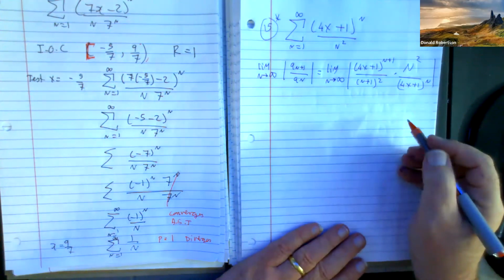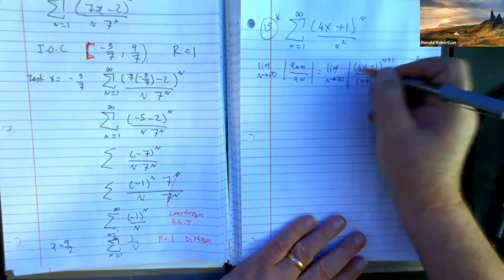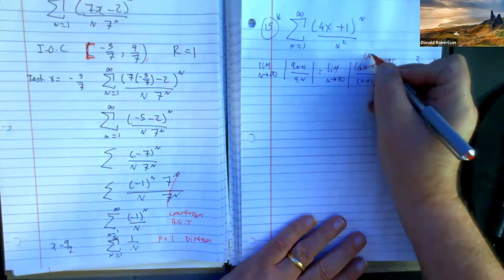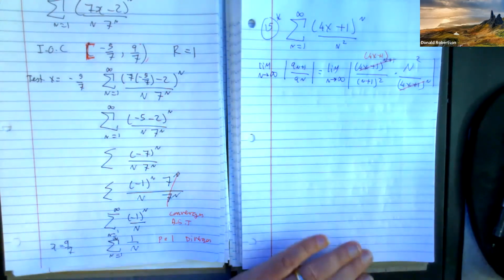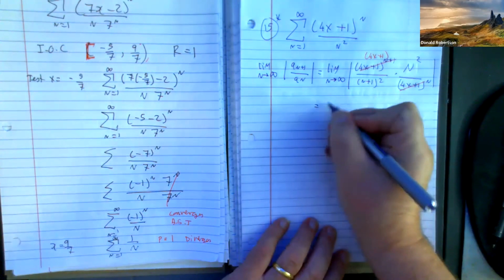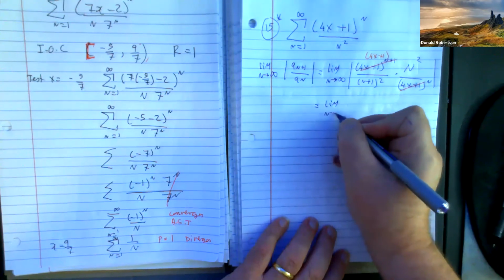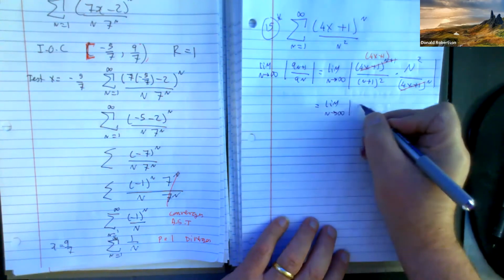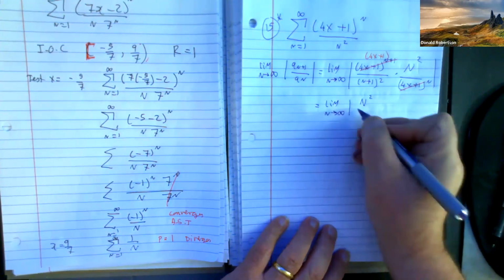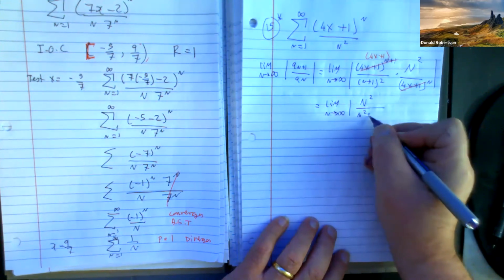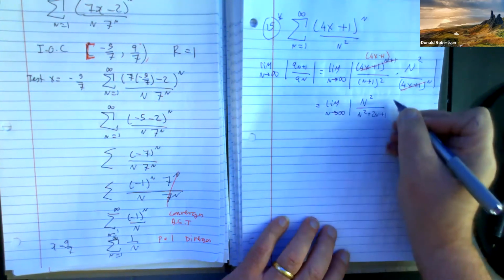There's really not a lot to cancel here. That guy cancels with this guy, and you're left with a 4x plus 1. That's pretty much all you can do. So what I'm now going to do is write down what's left. And on the top, there's an n squared. And this guy in the bottom, I'm going to call him n squared plus 2n plus 1.